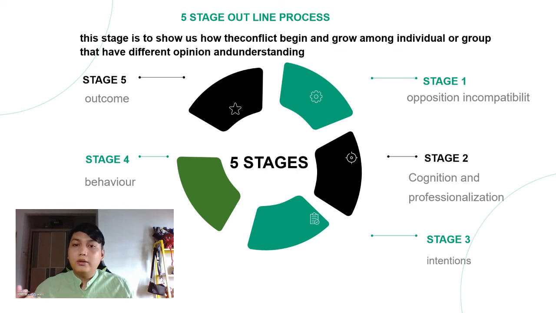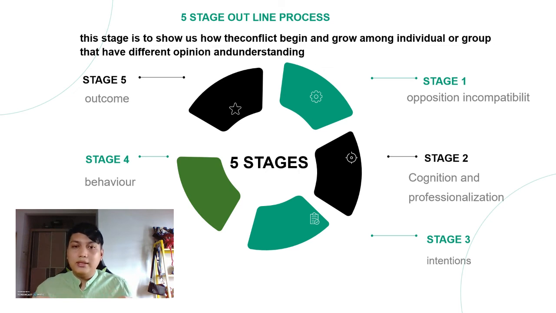So we go to stage number two. Stage number two is cognition and personalization. In this stage is the perception of conflict areas between two parties. The parties must feel that there is conflict via stress, anger, and frustration, and in these conflict areas, the individual must take action on how to handle the problem.